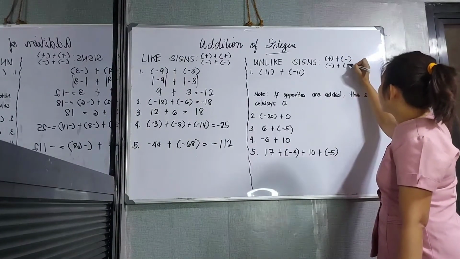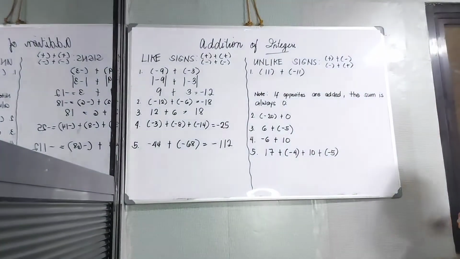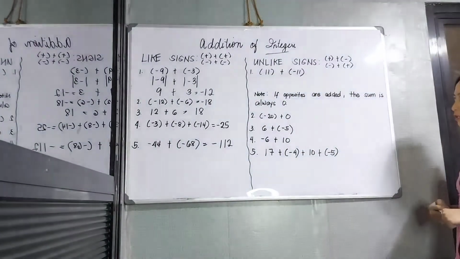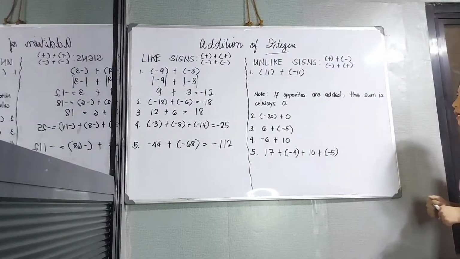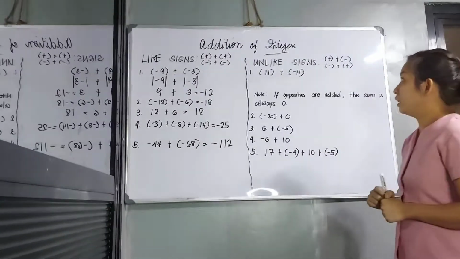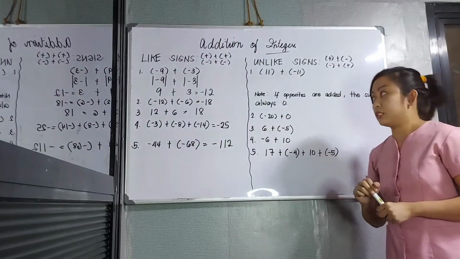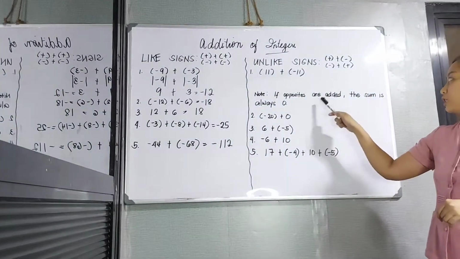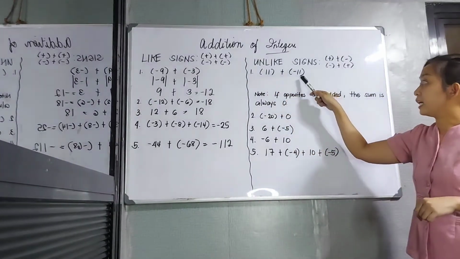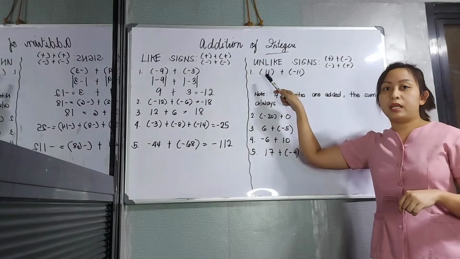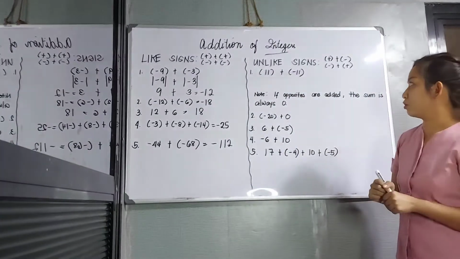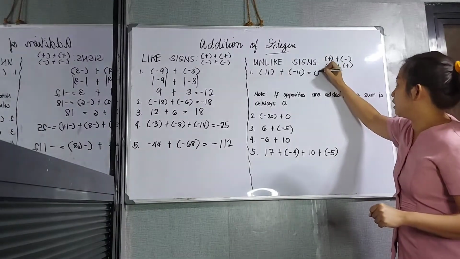Negative plus positive. For example, we have 11 plus negative 11. Here we can apply the addition property of opposite sign. It means that if opposites are added, so opposite kasi isang positive 11, isang negative 11, pareho sila ng number, but they have opposite sign, the sum is always 0. So, therefore, this is 0.